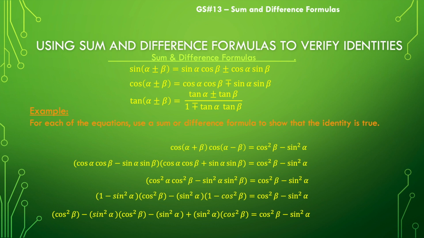Okay, doesn't look like I got very far here, but oh, if I look closely, I notice I have sine squared alpha cosine squared of beta here and sine squared alpha cosine squared of beta here. One is positive and the other is negative. So those two pieces negate each other, and I'm left with just cosine squared of beta minus sine squared of alpha, which is exactly what I want. So this is just kind of marrying two concepts that we've already been using and putting them together to solve some problems.